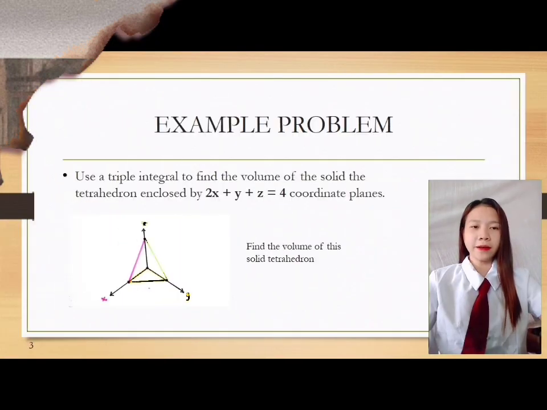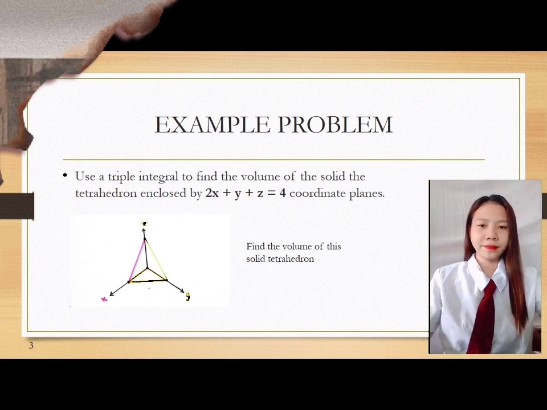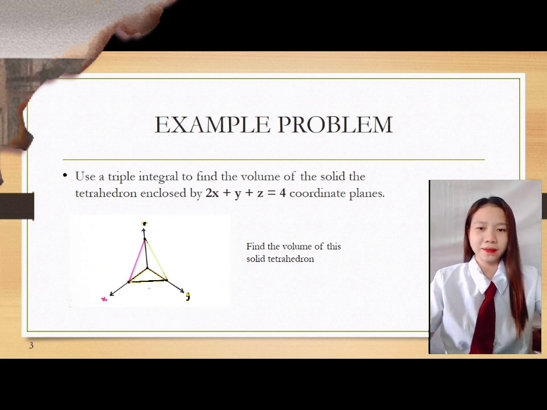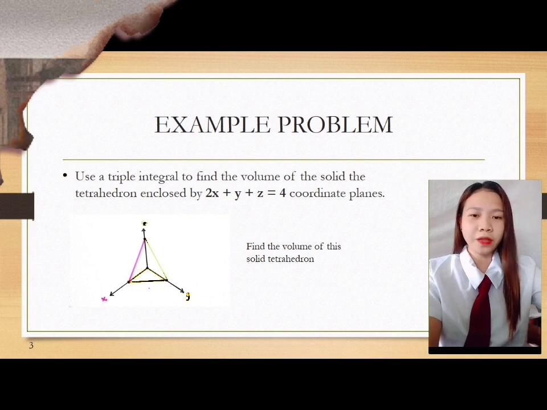In the given example, use a triple integral to find the volume of a solid tetrahedron enclosed by 2x plus y plus z equals 4 and the coordinate planes. A tetrahedron is just like a pyramid. It is like a three-dimensional triangle. Find the volume of the solid tetrahedron.